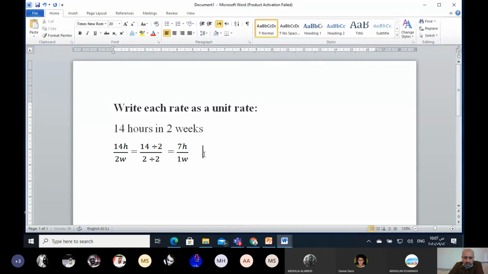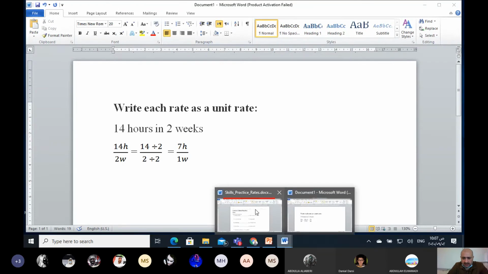So what's the meaning of this unit rate? Each 1 week we have 7 hours. So here we have the rate, and here we have the unit rate. Any question here? Do you have any question here? No questions? Clear for all?